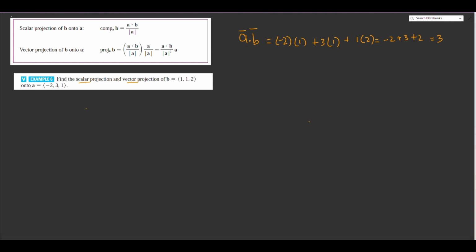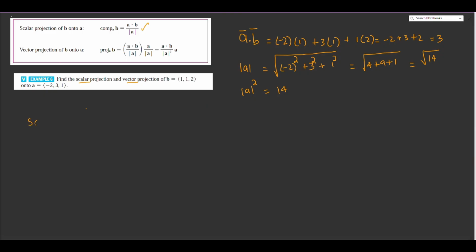The next thing we need in both of these formulas is the magnitude of the vector A, and it can be obtained by -2 squared plus 3 squared plus 1 squared. If you simplify, you will get 4 plus 9 plus 1, which is equal to the square root of 14. So this is the magnitude of A, and the magnitude of A squared will be equal to 14. Now you can substitute these values in formula number 1.